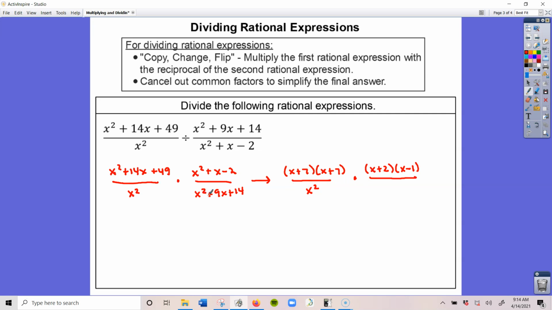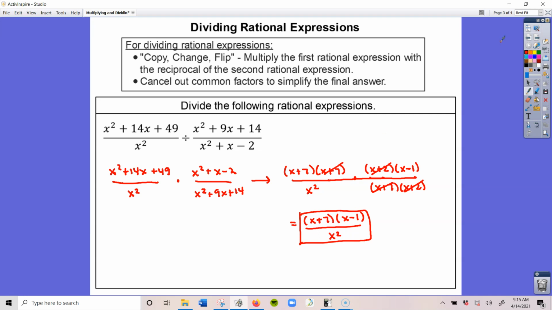Over x squared plus 9x plus 14 would be x plus 7 and x plus 2. Again, since 7 times 2 is 14, and 7 plus 2 is 9. Since this is multiplication now, we can just make this into one giant fraction and start canceling. I can cancel out one of these x plus 7's. And I can also cancel this x plus 2. So my final answer here would be x plus 7, x minus 1 over x squared.